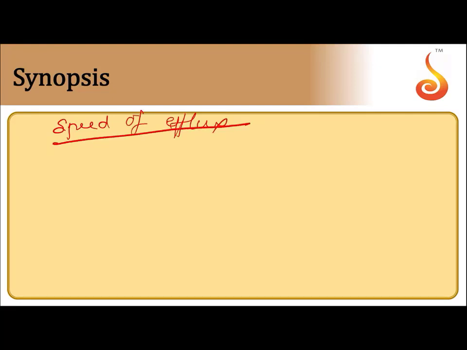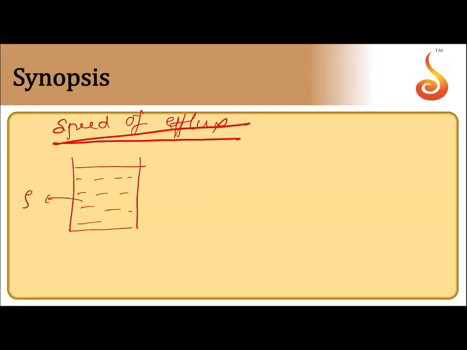Speed of efflux. So what is that speed of efflux? We take a container and let's assume that liquid of density rho is filled here, and a hole is made at a depth h below the free surface. Then the liquid oozes out, it comes out, and the speed with which it comes out is called the speed of efflux. And the speed of efflux is given by square root of 2gh.